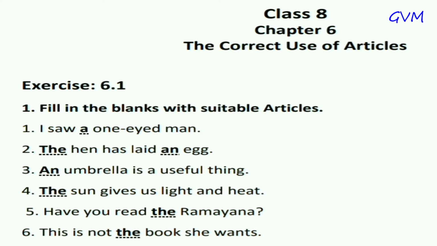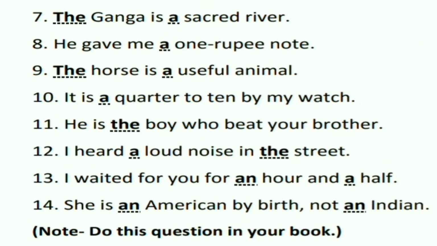Third, dash umbrella is a useful thing, and the answer is an. Fourth, dash sun gives us light and heat. We use the because the sun is a unique thing, so we put the. Fifth, have you read dash Ramayana, and the answer is the because it indicates a book's name. Sixth, this is not dash book she wants, and the answer is the. Next, dash Ganga is dash sacred river, and the answer is the and a.